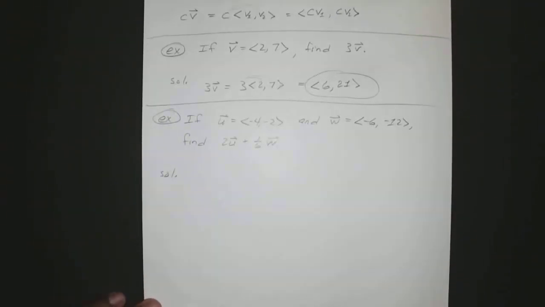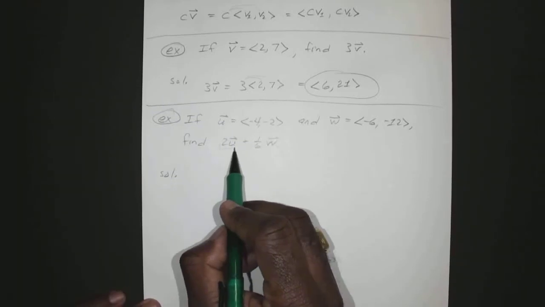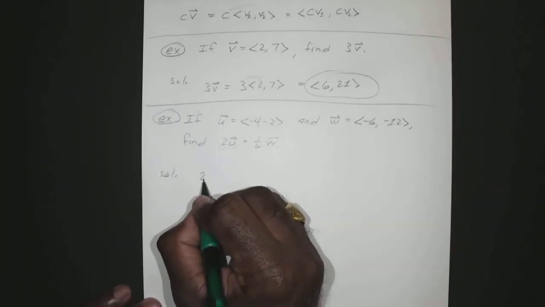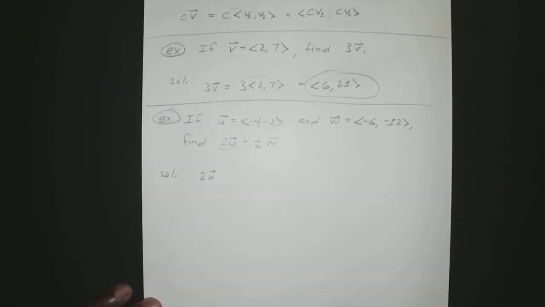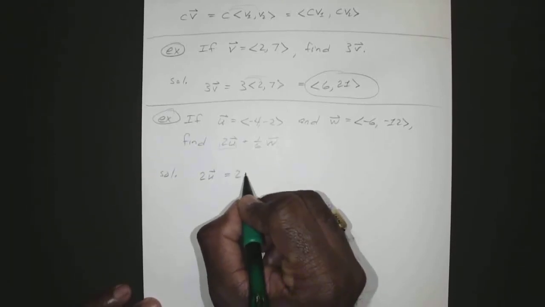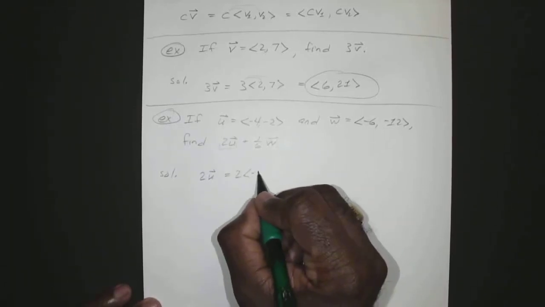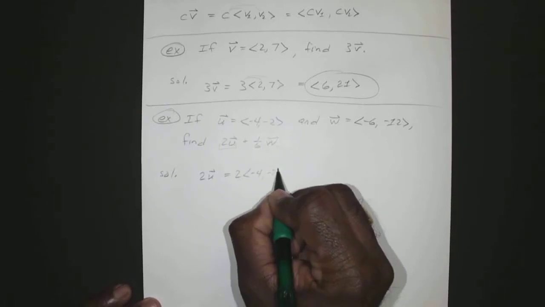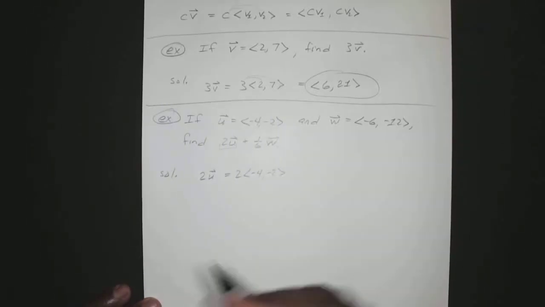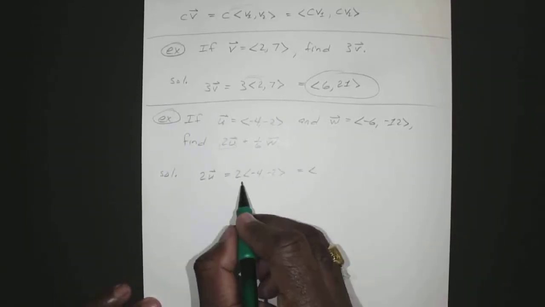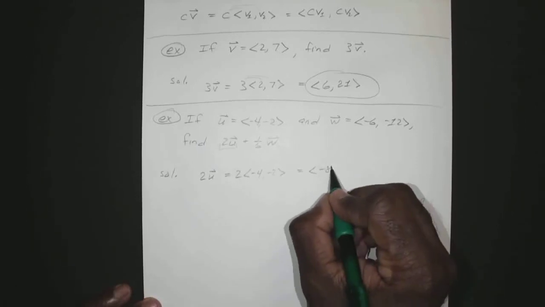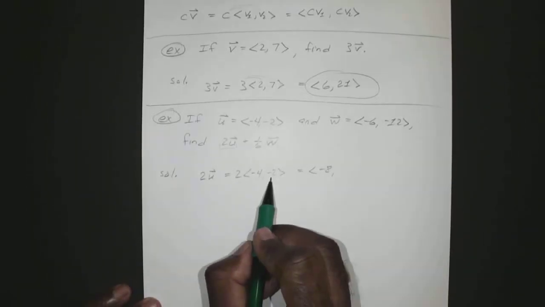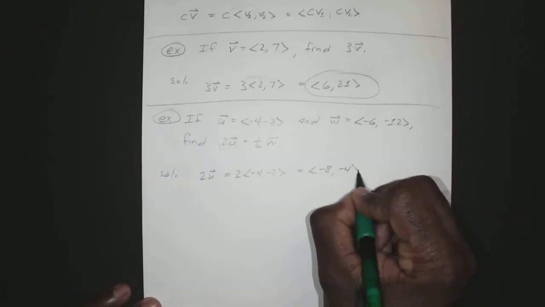Okay, so the first thing we want to do is find our 2u. So 2 times the u vector, that's just 2 times the vector with components -4 and -2. Okay, so 2 times -4 is -8. 2 times -2 is -4.